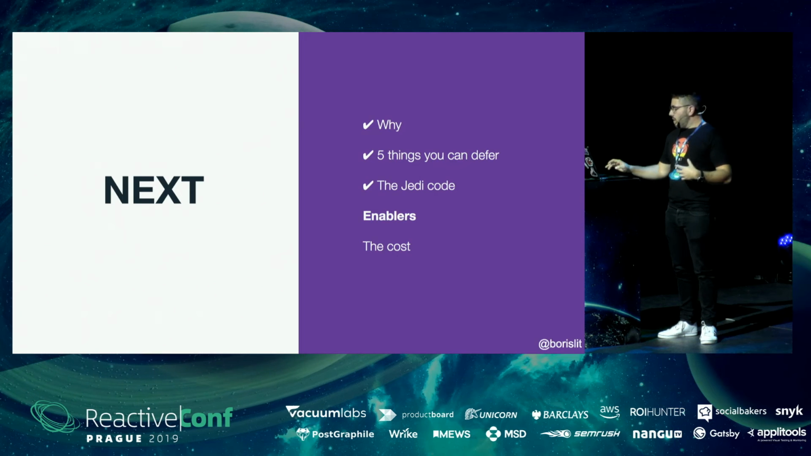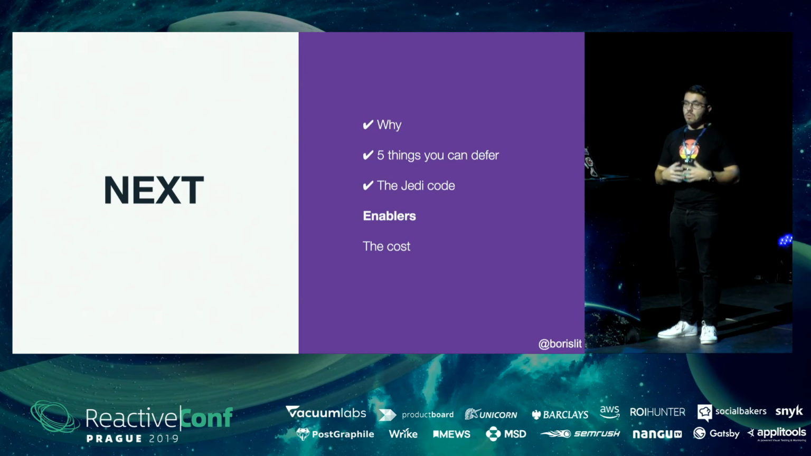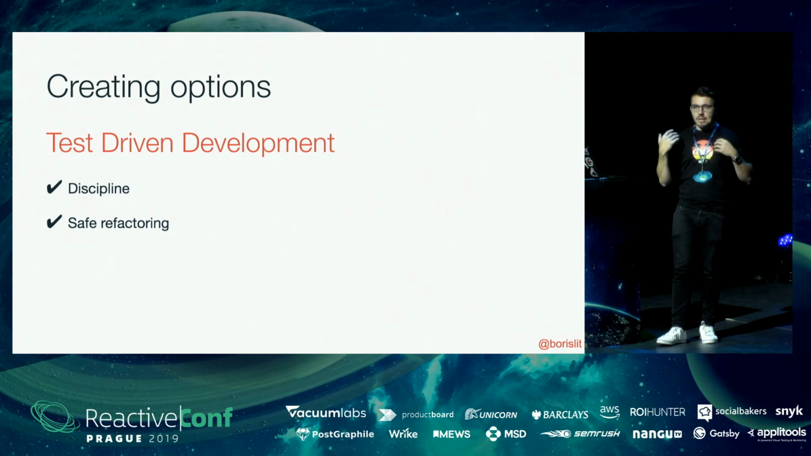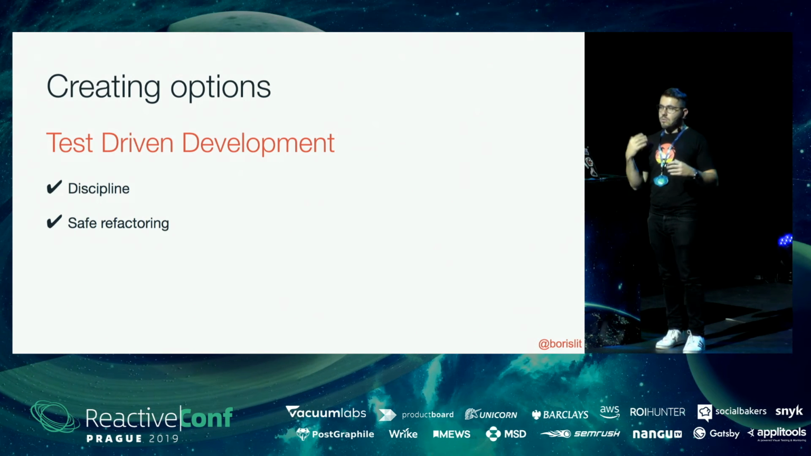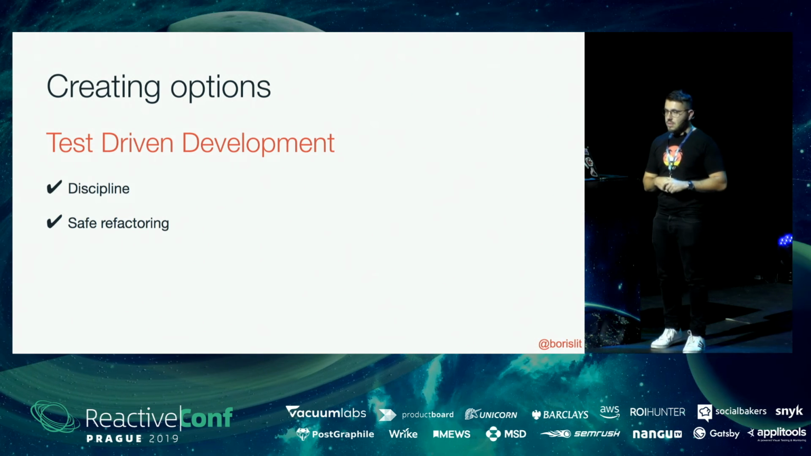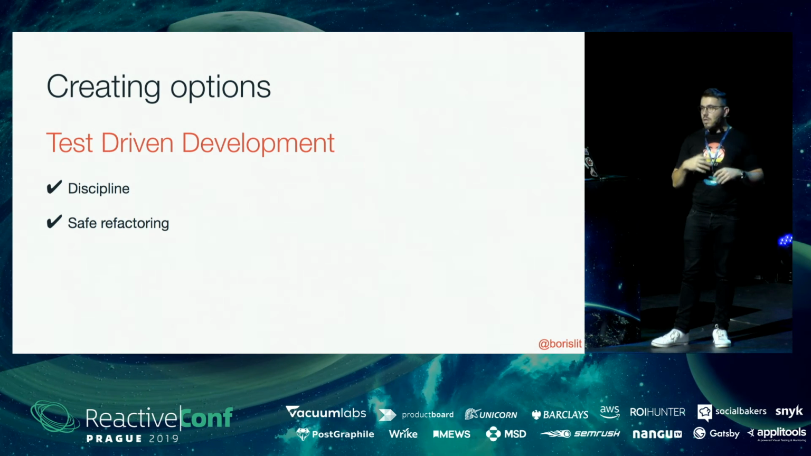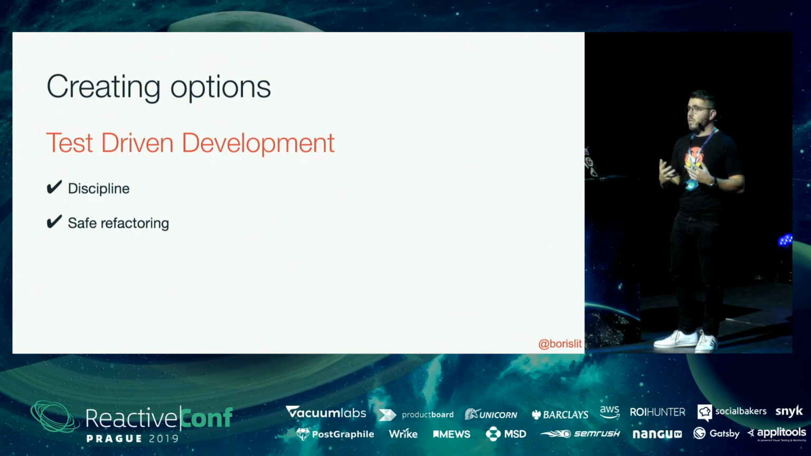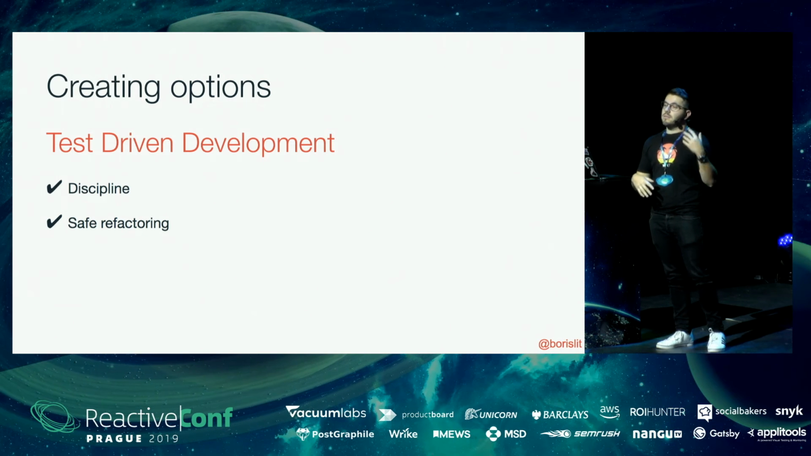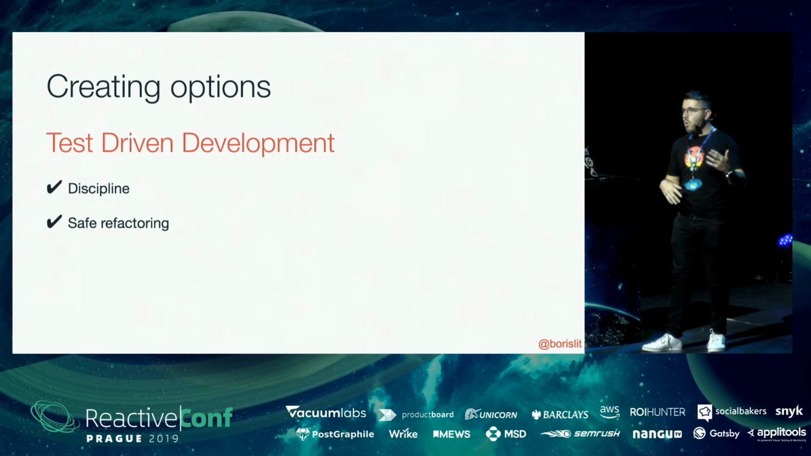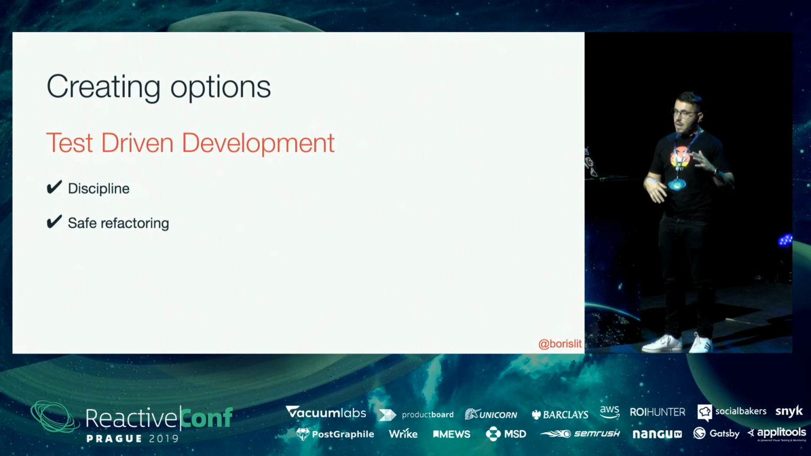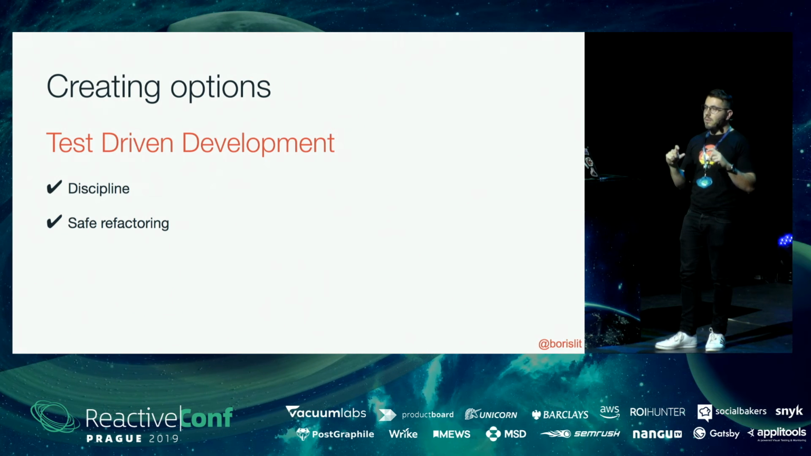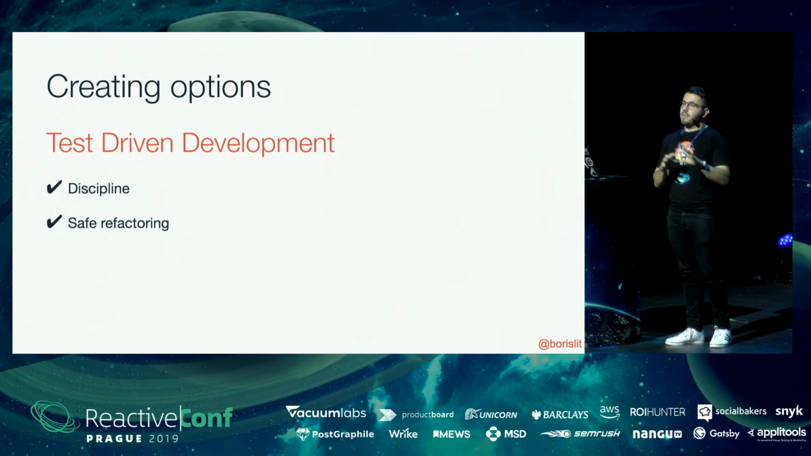So now let's see some things that we can do in our code in order to create options for ourselves. Gleb had an awesome talk about testing, and I'd like to reiterate how important testing is. So I will talk about TDD, test-driven development, which is basically a software development process that states that you should first write the test and only then write the code that will make that test pass. And when you do that, you should make no assumptions about the code and write the minimal and the simplest code that will make that test pass.